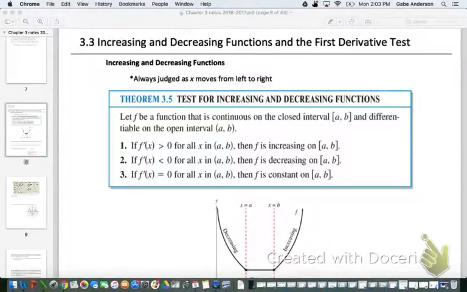All right, this is the intro video for AP Calculus AB, section 3.3. In this video, we're going to be looking at functions that are increasing and decreasing, as well as an intro into the first derivative test. We'll be skipping around the notes just a little bit, so be watching out for that.